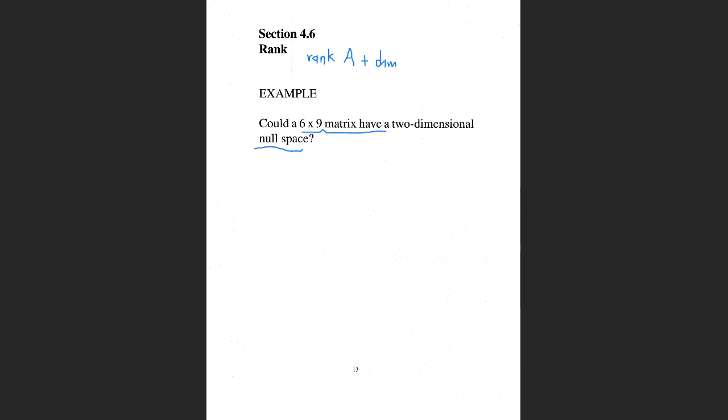But the rank theorem says that the rank of A, which is the dimension of the column space of A, plus the dimension of the null space of A, is going to equal n, when you have an m by n matrix. So this is your rank theorem. We can use this rank theorem from section 4.6, theorem 14, to help us answer this question.